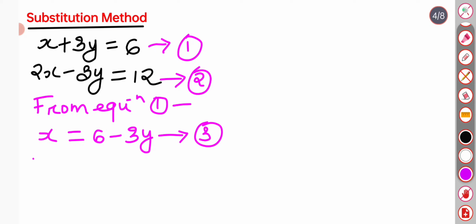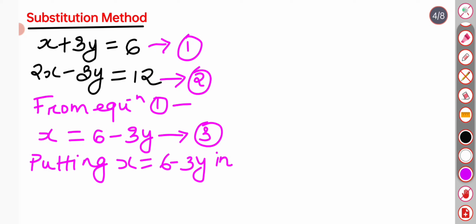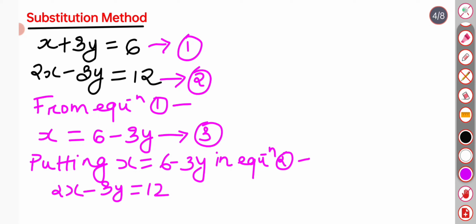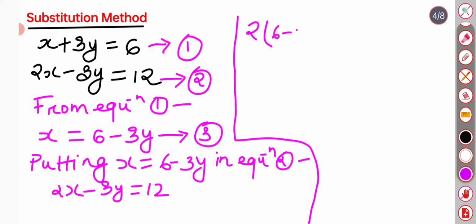Now put this value of x in equation 2. Putting x equal to 6 minus 3y in equation 2. So equation 2, which we were given, is 2x minus 3y equal to 12. Now in place of x we will put what? 6 minus 3y. So 2 into (6 minus 3y), minus 3y equal to 12.